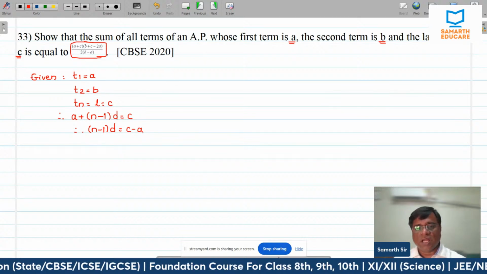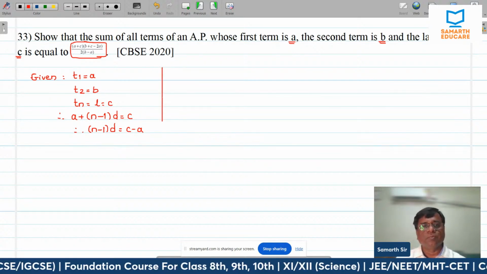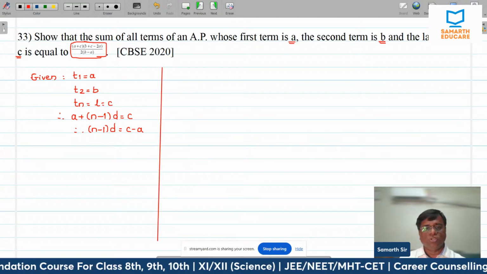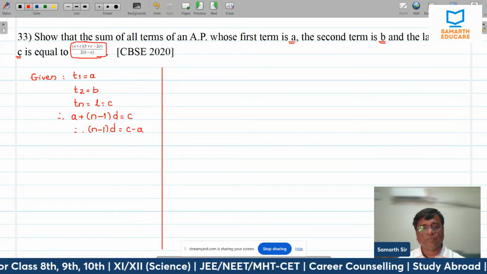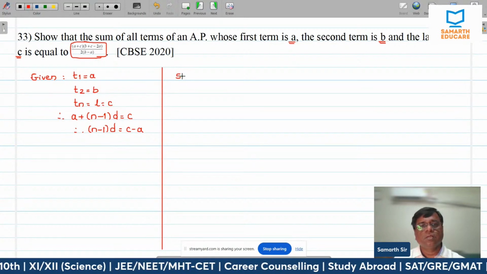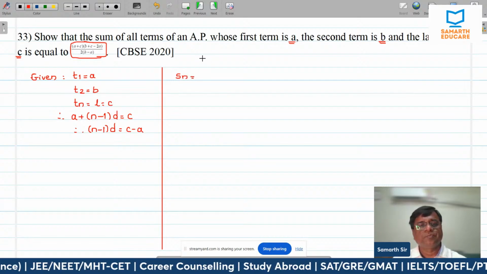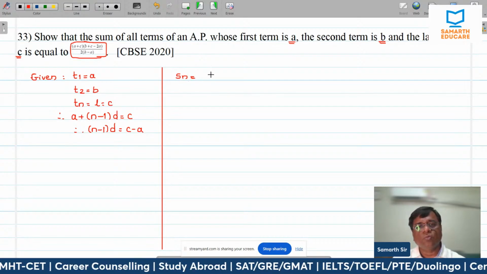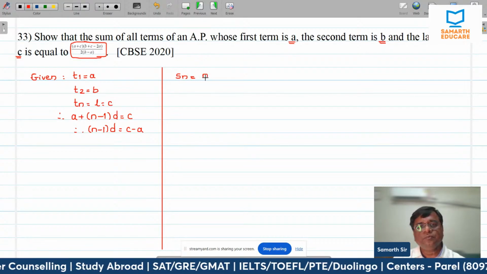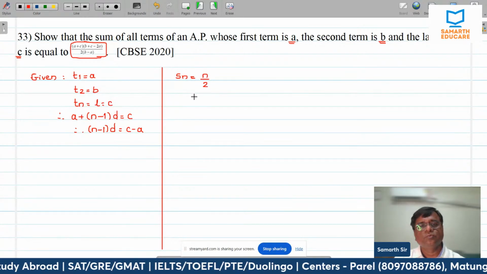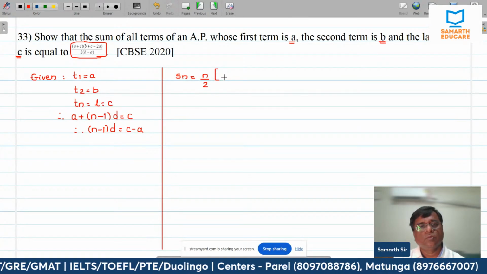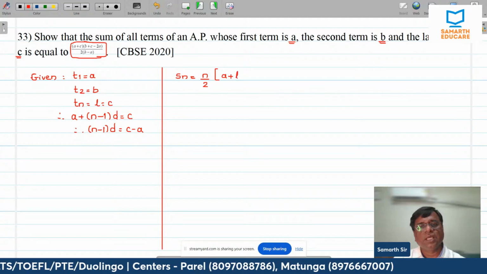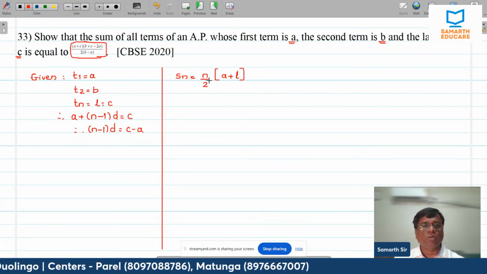So I'm starting now with Sn. The question is to find out Sn. The formula is n upon 2 into (A plus L). This is a simple formula. So we don't know the value of n now.